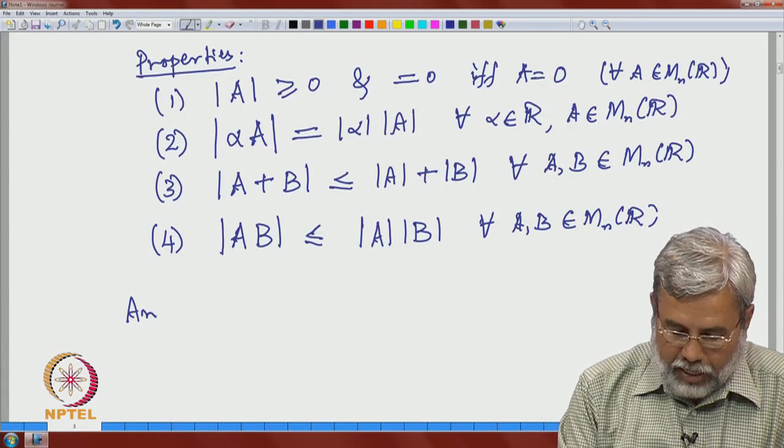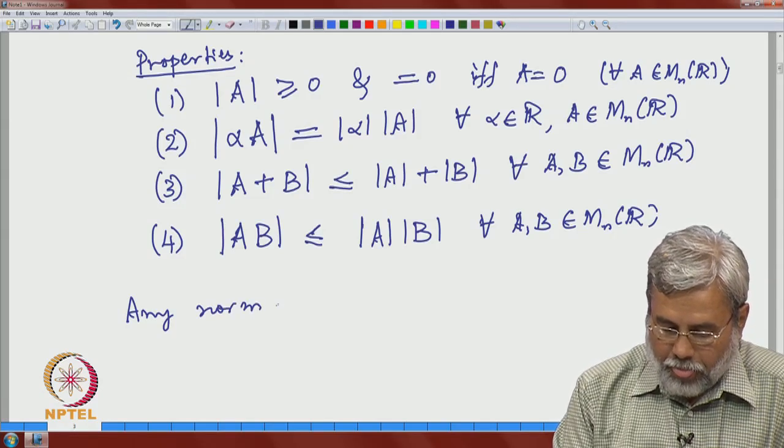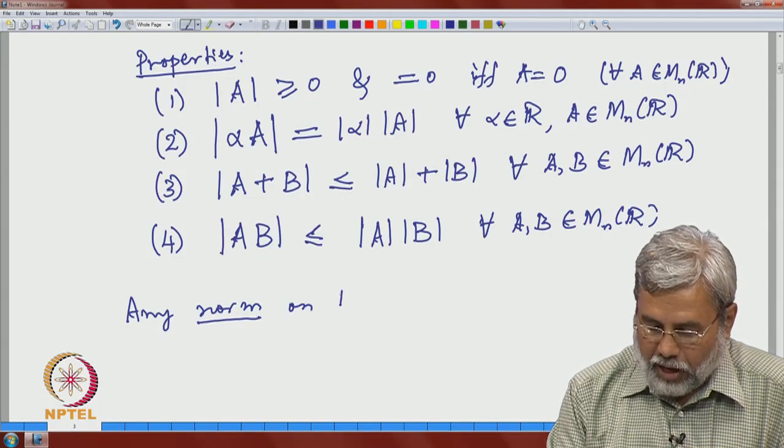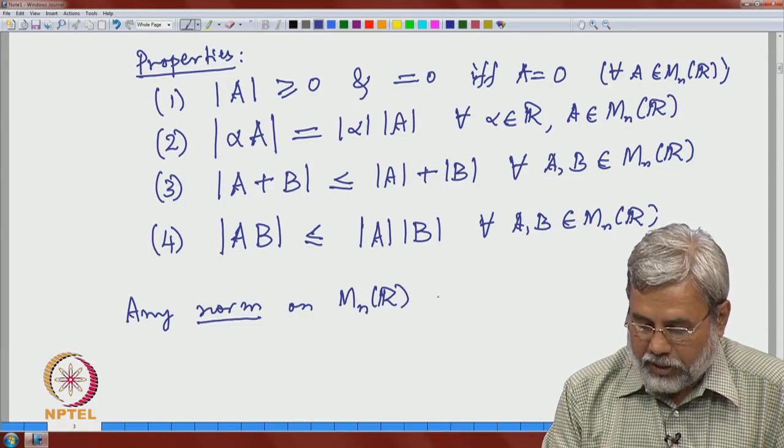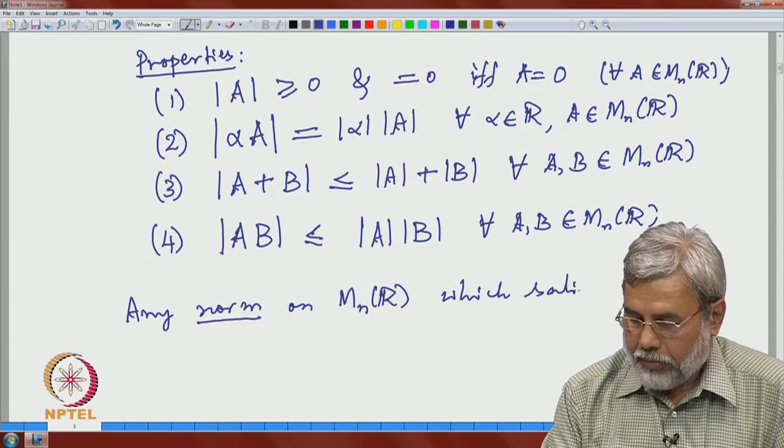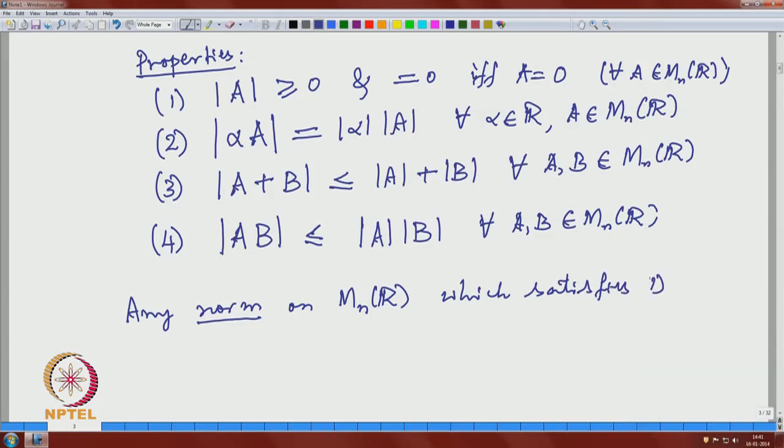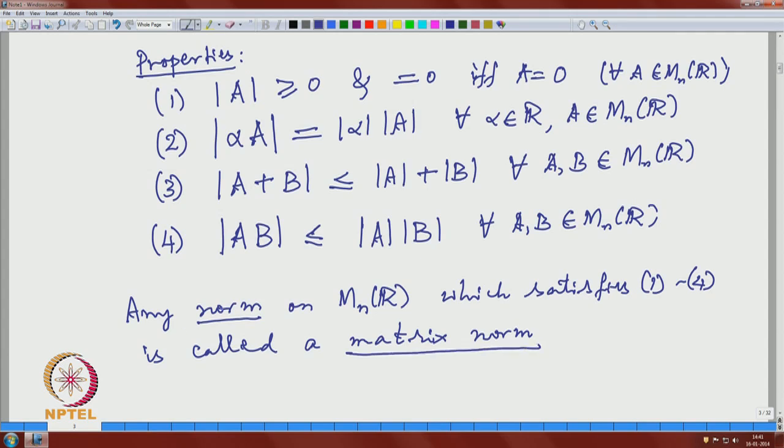So, this is the definition: any norm on M_n(R) which satisfies properties one to four above is called a matrix norm. Norm by definition usually includes these three things, and for matrices we have this special fourth property, which we call a matrix norm. So, this is only special for matrices or, in general, linear transformations.